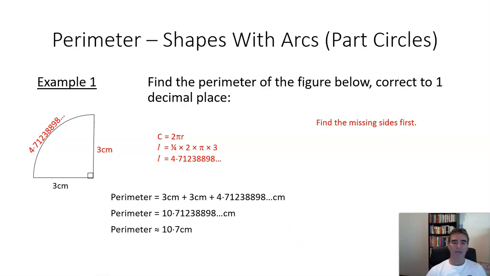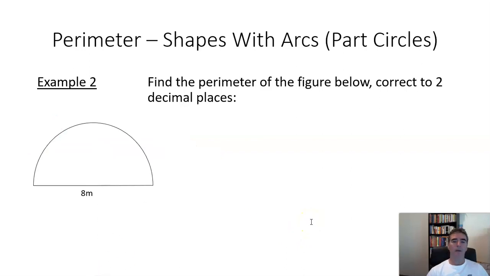Alright, so let's look at another example. So this time we've got a semicircle here. We have to be careful because I'm telling you this whole length across here is 8 meters. And we do have a missing side. So again, let's find those missing sides first.